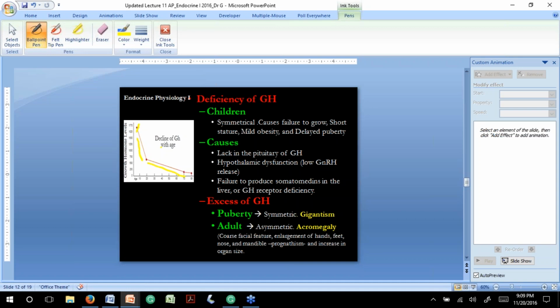Excess of growth hormone, for example in puberty, is called gigantism. Gigantism in adults is called acromegaly. So why do these different names come up? Because of the symmetry. In puberty, with gigantism, all the parts of the body are going to grow symmetrically faster. Meanwhile, in adults it is asymmetric, we have the acromegaly. If you saw some picture before about acromegaly, you will see, for example, prognathism of the jaw, a big jaw, big hands, and they do not keep proportion with the rest of the body. So that is the difference: excess of growth hormone produces gigantism or acromegaly because of this situation. Symmetric in gigantism and asymmetric in acromegaly.